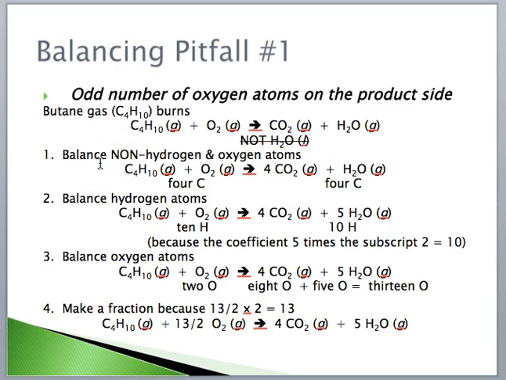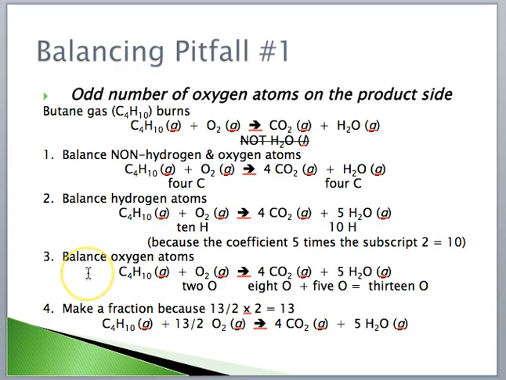But then the first thing you're going to do is balance your non-hydrogen and oxygen atoms. The only thing I had was carbon. So 4 carbons on the reactant side. I put a 4 in front of carbon dioxide on the product side. Then I'm going to balance my hydrogens. I say, oh, I've got 10, 1 as the coefficient of butane times the 10 down there behind the subscript of hydrogen. That gives me 10 hydrogen atoms. On the product side, if I put a 5 in front of water, I will now have 10 hydrogen atoms on the product side, because 5 times 2 is 10.